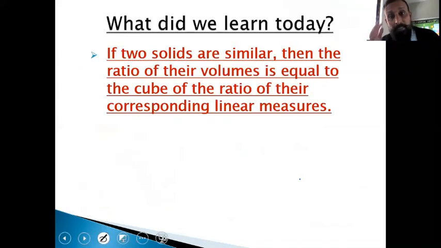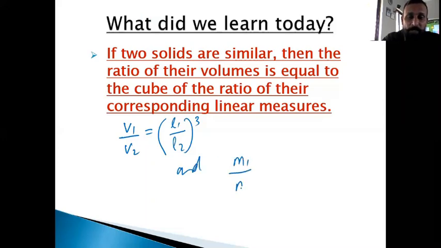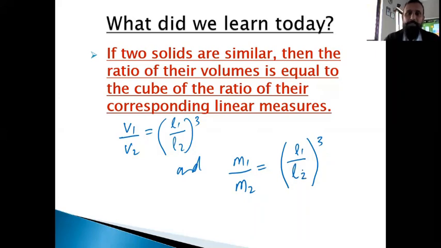So, boys and girls, this is the end of the lesson today. What we have learned today is that if two solids are similar, the ratio of volumes is equal to the cube of the ratio of the corresponding linear measures. That is V1 upon V2 equals the cube of the ratio of the corresponding lengths. Likewise, we also have the ratio of masses, M1 upon M2 equals the cube of the ratio of their corresponding lengths.